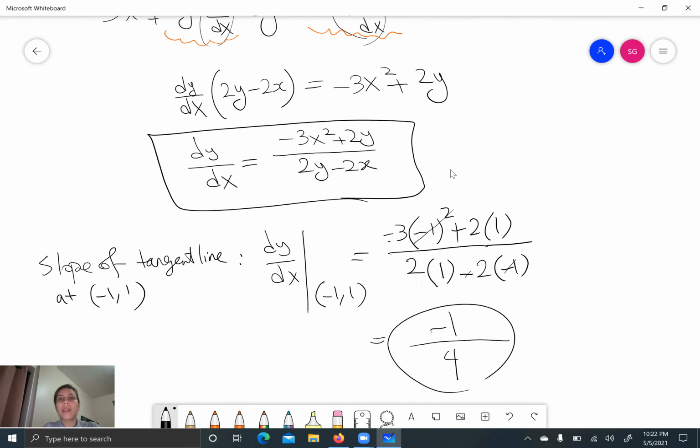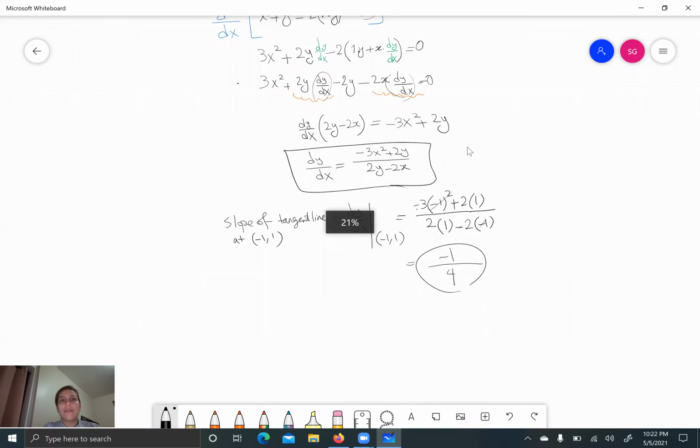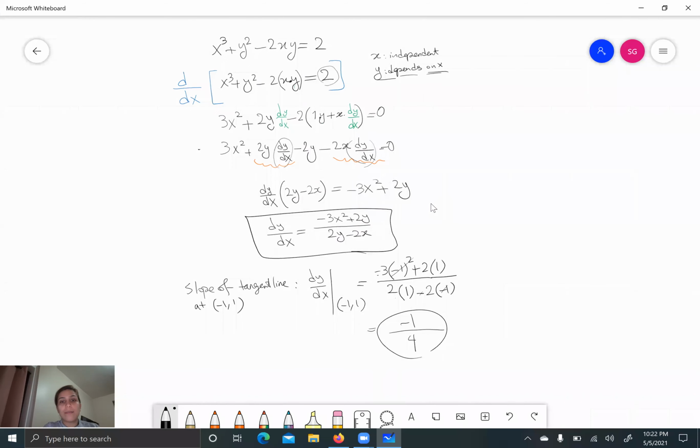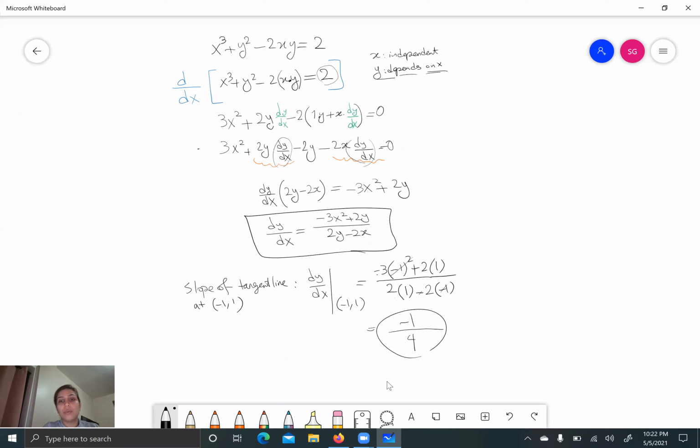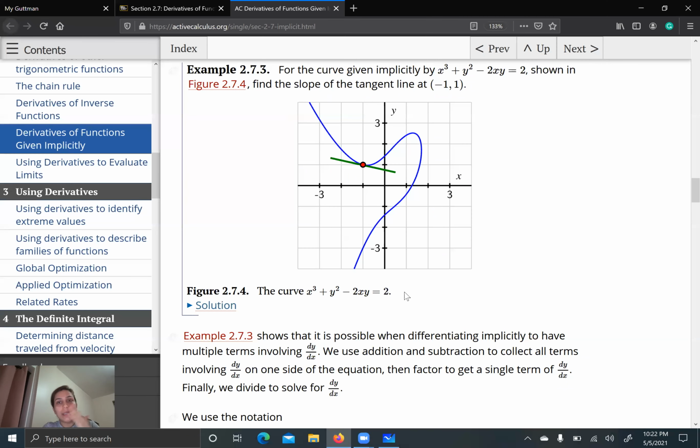Okay? So here is the big picture. We started with the equation. We started with this curve, right? We have the graph and we have the equation of this curve. It's not a function, but we are looking for the slope of the tangent line. We need the derivative, but it's not a function.